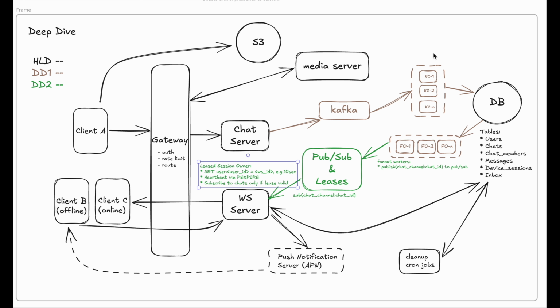reducing fan-out overhead. However, it requires more infrastructure coordination, handling edge cases like lease expiration or reconnect races, but it pays off in cleaner scalability and efficiency at a very large scale.